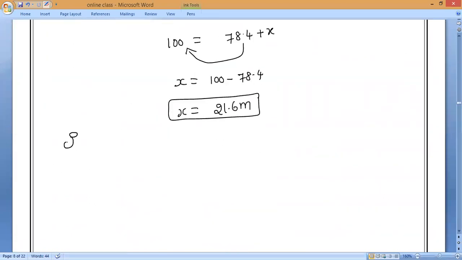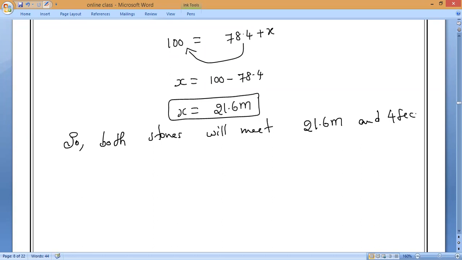So both stones will meet 21.6 meters above the ground, 4 seconds after release. Are you clear, everybody? Above the ground. I am not saying from the top. Understand, Hari? Above the ground has to be mentioned, because from the top it will be different.